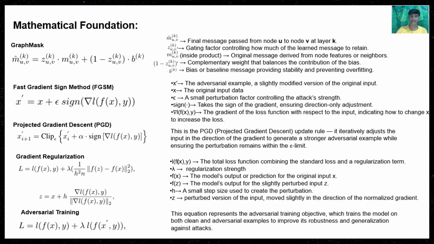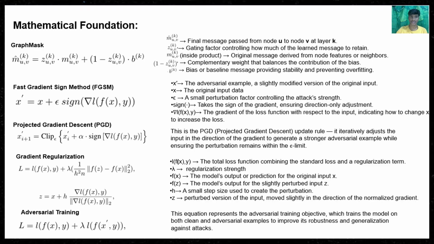Projected Gradient Descent (PGD). Next is PGD, the projected gradient descent method, which extends FGSM. Instead of a single update, PGD iteratively refines the adversarial example by repeatedly adjusting the input in the direction of the gradient. Each step ensures the change stays within a small limit known as the epsilon boundary, so the perturbation remains realistic while maximizing the attack effect.